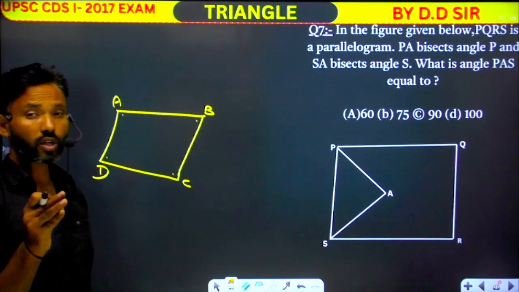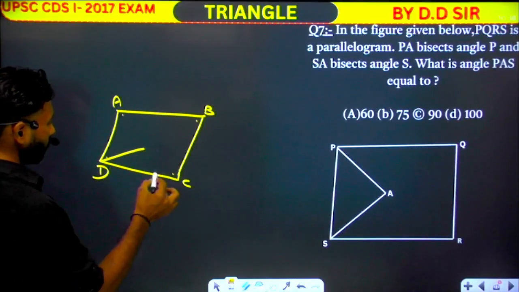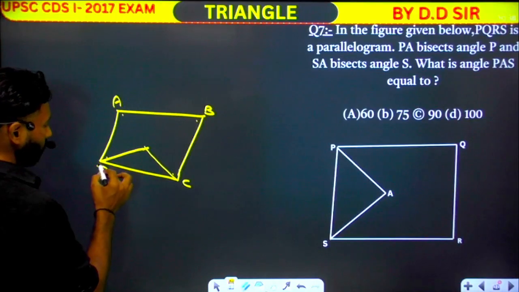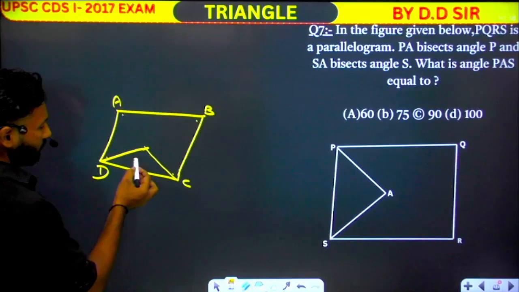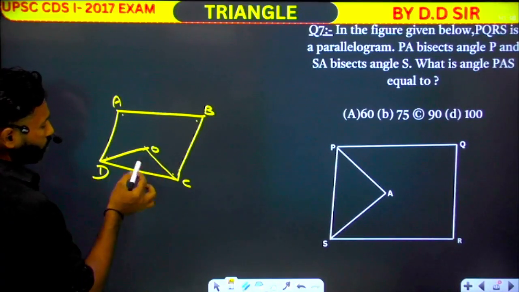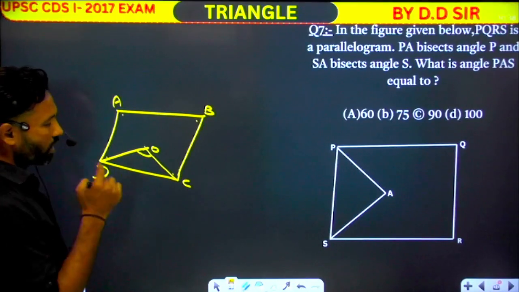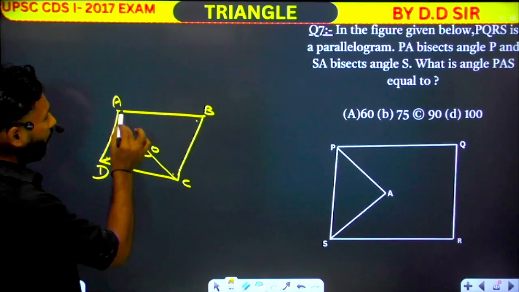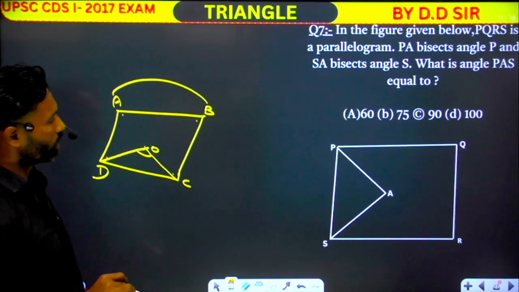Now, let's draw the angle bisector of any two consecutive angles. Suppose I'm drawing the bisectors of angle C and angle D, and they intersect each other at point O. The examiner may ask you the value of the angle constructed at point O. The value of this angle will be equal to half of the sum of the remaining two angles.